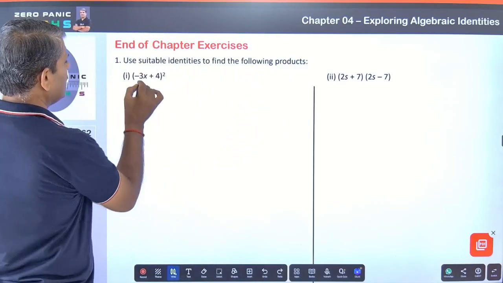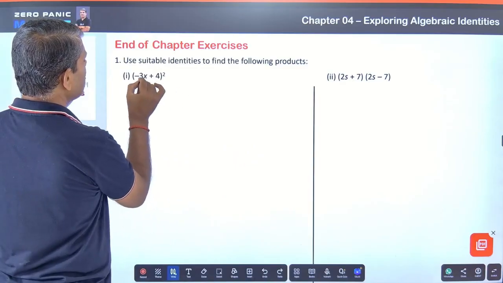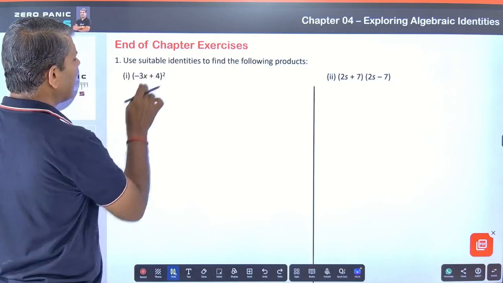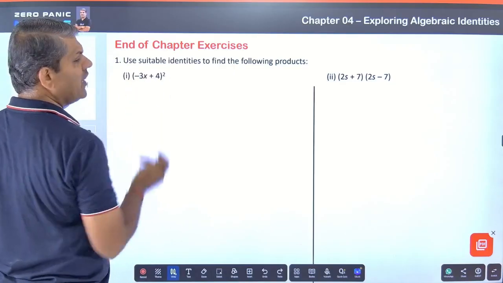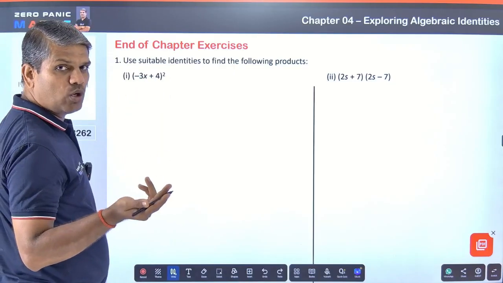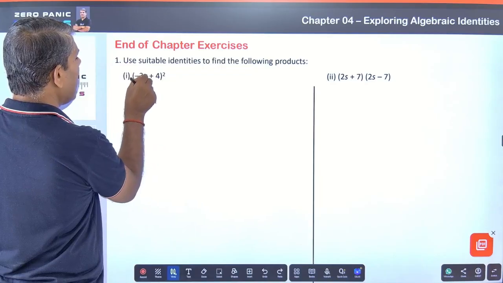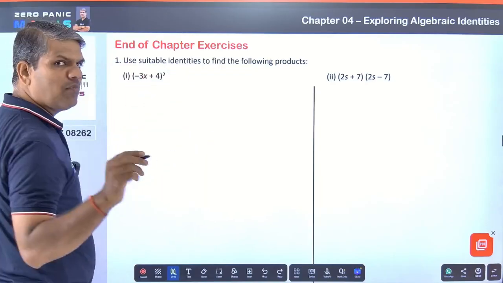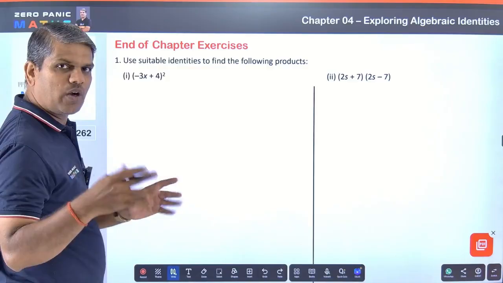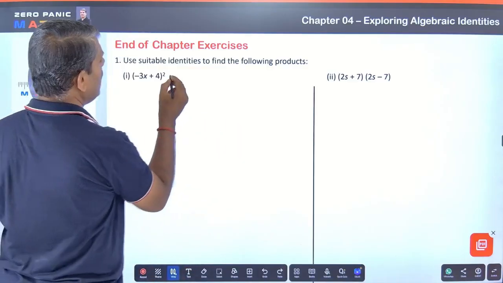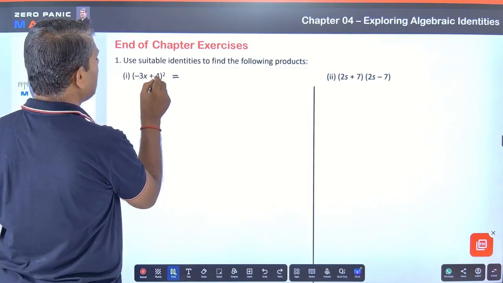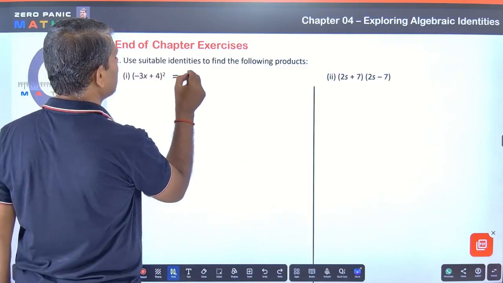Okay, now they are saying that use suitable identities to find the following products. Now you can see it here, it is minus 3x plus 4. Either you can write it as 4 minus 3x and apply the a minus b whole square formula, or consider minus 3x as a and apply the a plus b formula. Both will get you the same answer. Okay, whatever method you want to follow, you can follow that. So let me write this as 4 minus 3x.